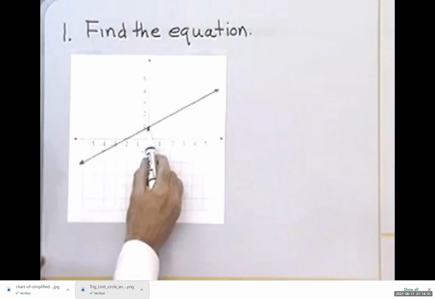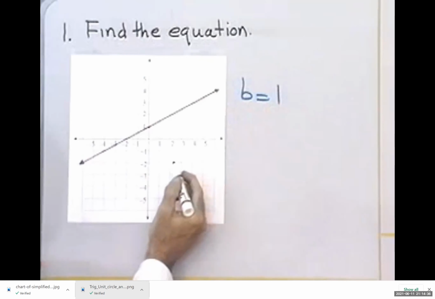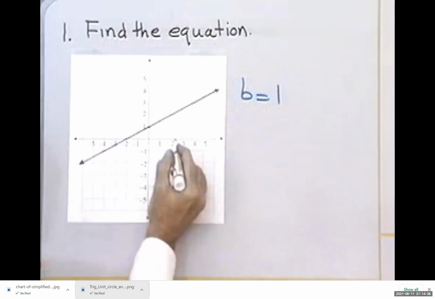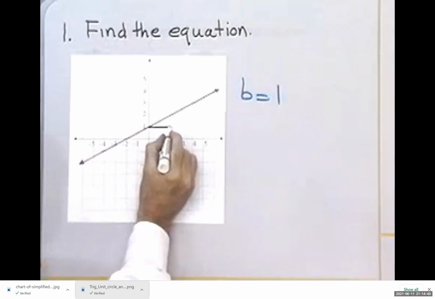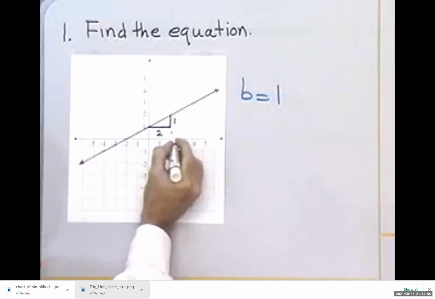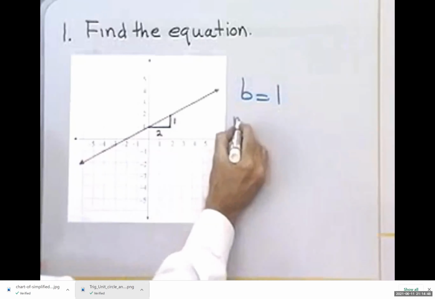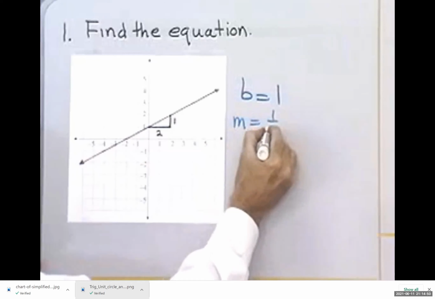I notice that the y-intercept is 1, so I'm going to say that b is equal to 1, and then I'll just look for the slope, and I see that a run of 2 is always accompanied by a rise of 1. So the rise of 1 accompanied by a run of 2, so m will be equal to 1/2.